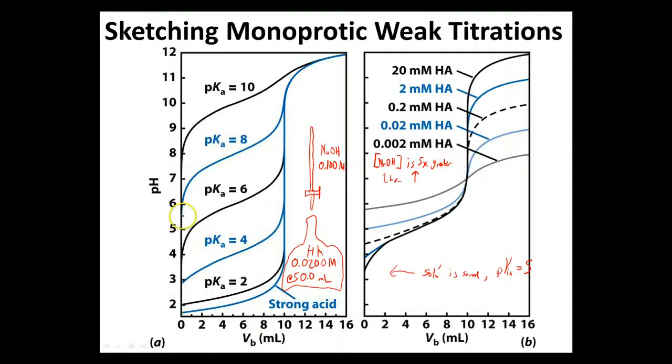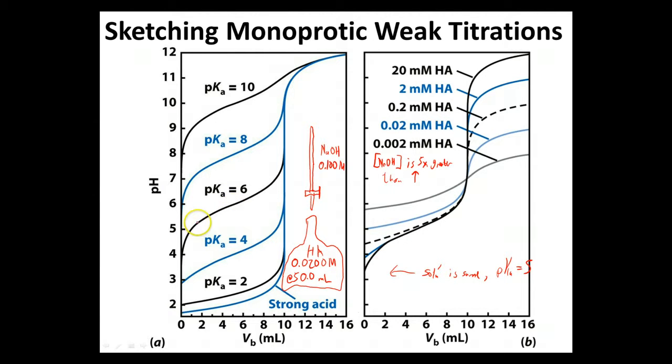This video is focusing on the exact same plots we saw in the previous video, but now I want to highlight some pieces of when we're sketching a monoprotic weak acid. Now, if we were just given our pKa, we should be able to get a pretty reasonable sketch of a titration without a whole lot more information.